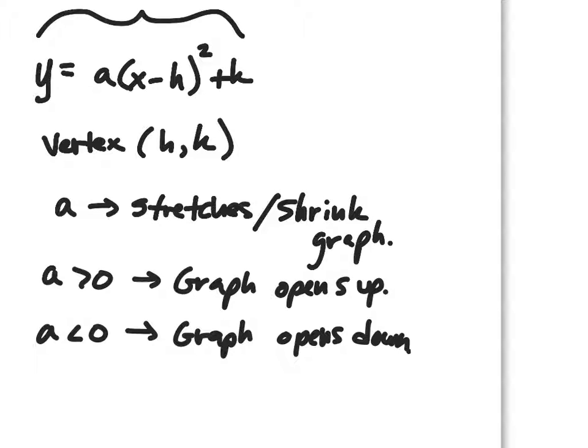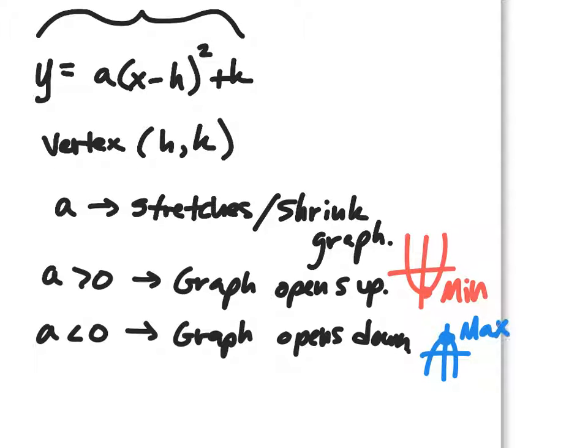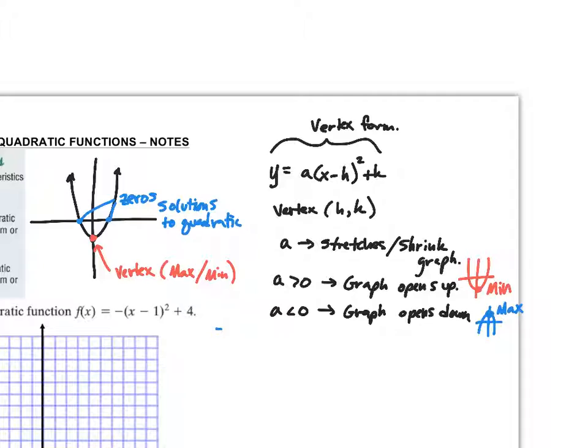Now, what this also means is that if the graph opens up, okay, you know, it's going to look like this, that means that you're going to have a minimum value at your vertex, okay? If you have this example where the graph opens down, okay, then your vertex is going to give you a maximum value, all right? And so that's the idea, okay, of all this.